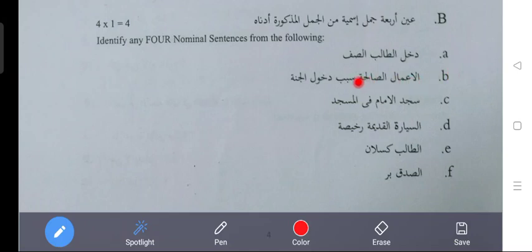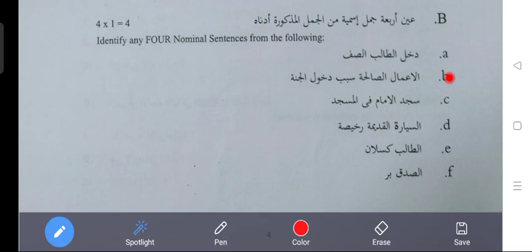Al-amalu as-salihatu sababu dukhulil jannati. What was the translation of the first sentence? The student entered the class. But the second sentence's translation is: Al-amalu as-salihatu, the righteous works, the good works, sababu dukhulil jannah, is a cause for entering paradise. Good works become a cause for entering paradise.